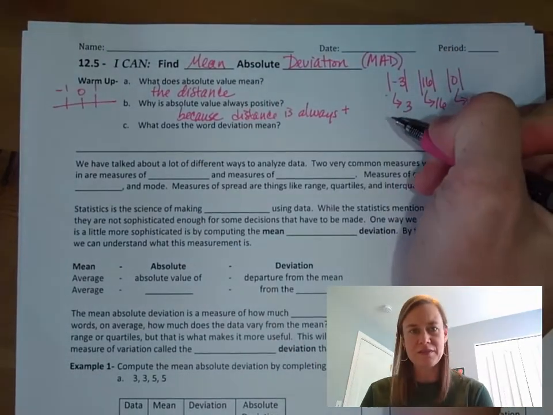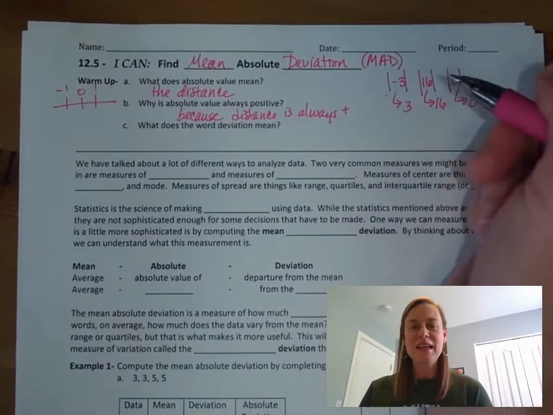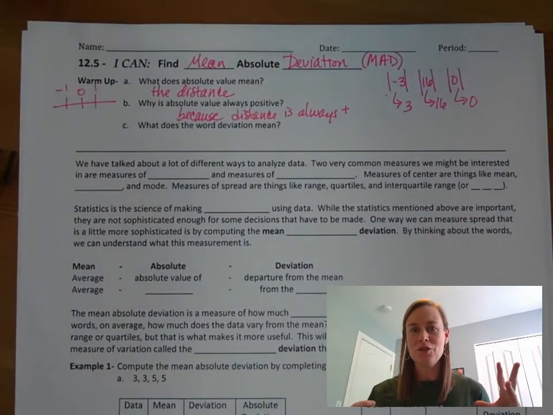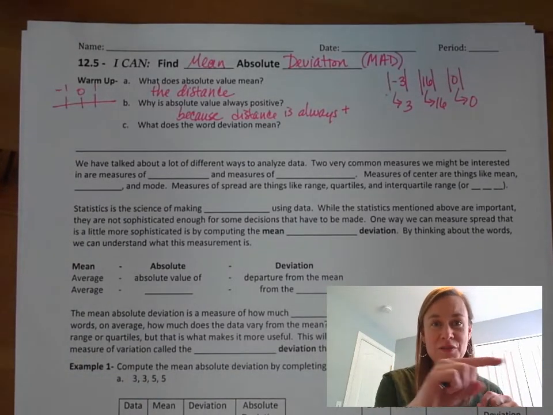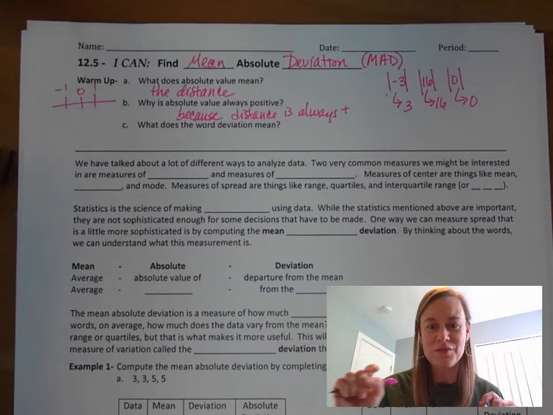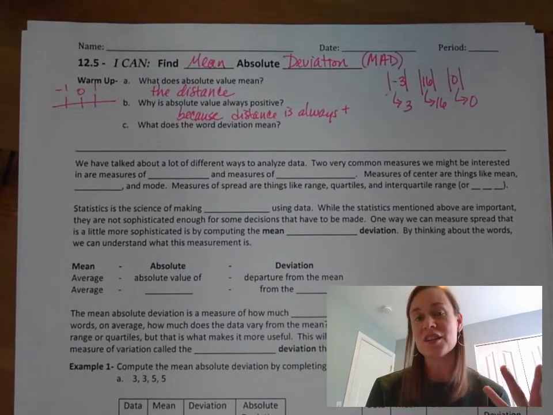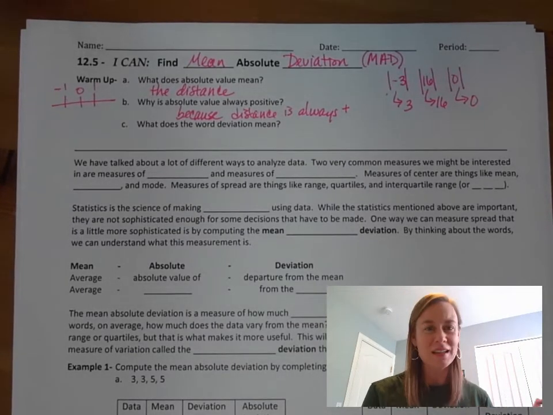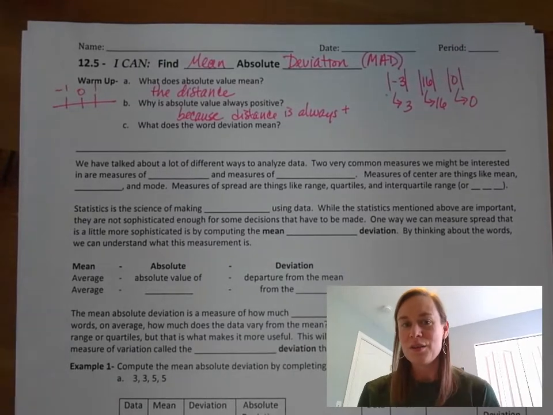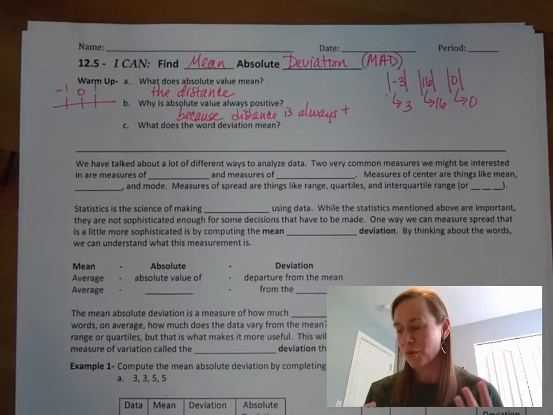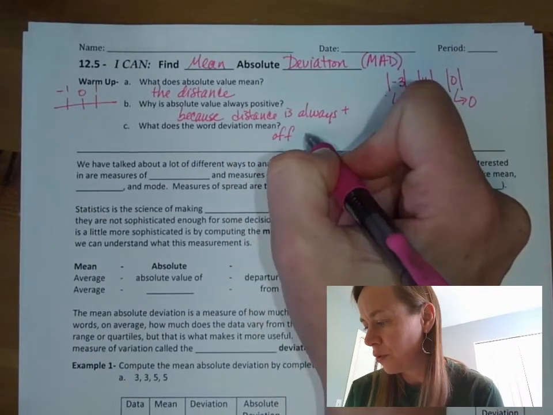Distance is always positive. Okay, what does the word deviation mean? Deviation. Okay, so like say you're driving with a set of directions and you're supposed to go a certain course. If you take a wrong turn and you get off course, you've deviated from the course. Or like if you're given a certain set of instructions and you do something besides what the instructions say, then you have deviated from the instructions. So to deviate is to kind of go off course. So the word deviation means kind of off course.